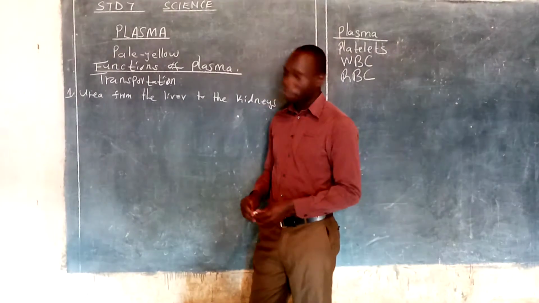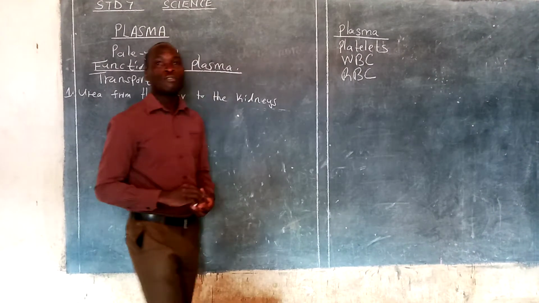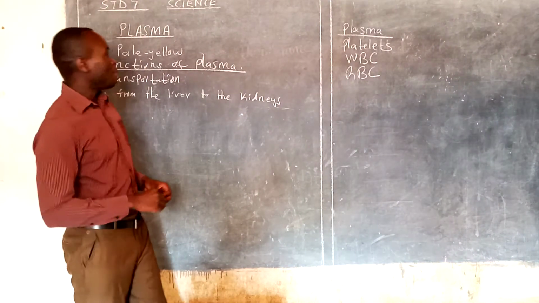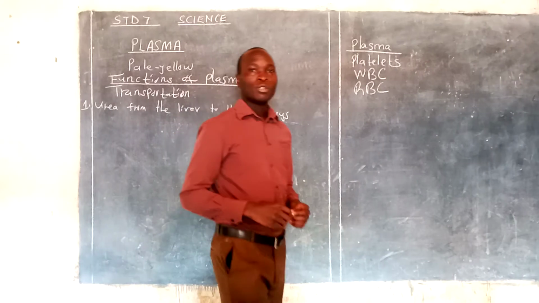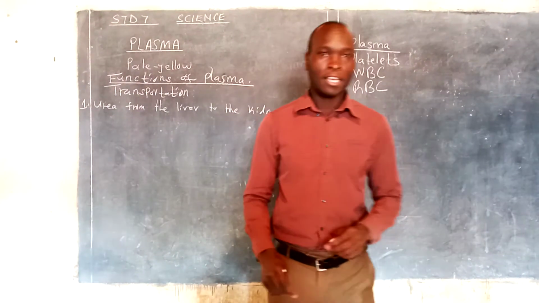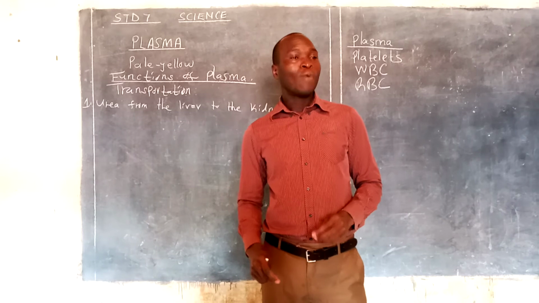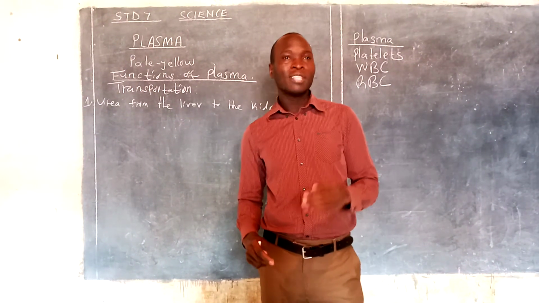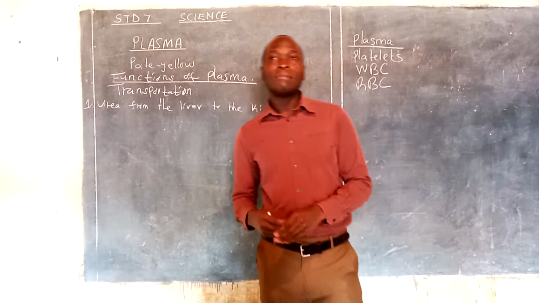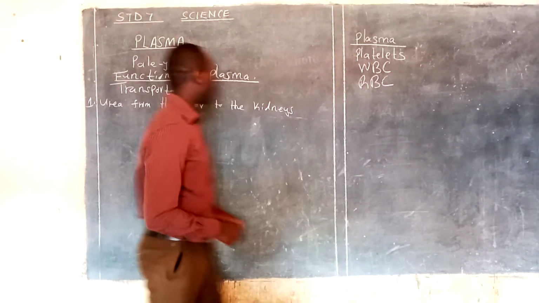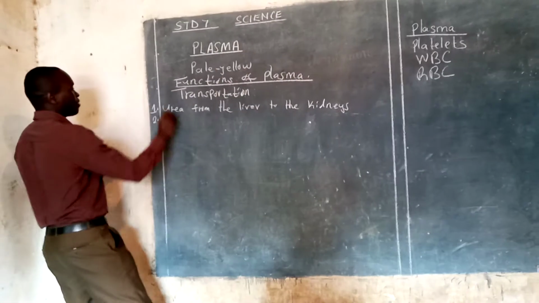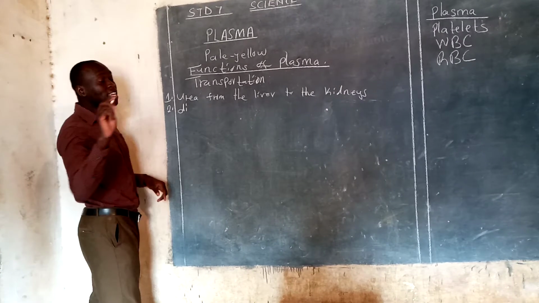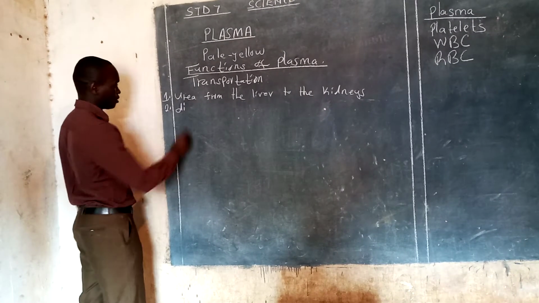plasma is used in transportation of digested food materials from the ileum to the different body tissues. Remember, we have already learned that absorption of food takes place in the ileum, that is the small intestines. So, once it has been absorbed in the ileum, it is the work of the plasma now to distribute that digested food from the ileum to the various body tissues.